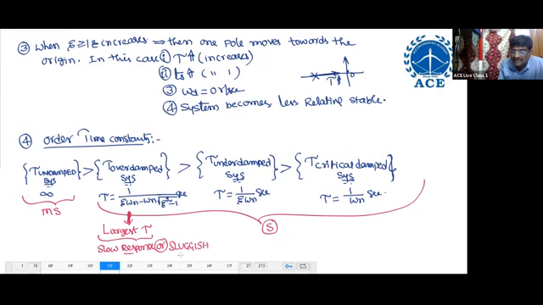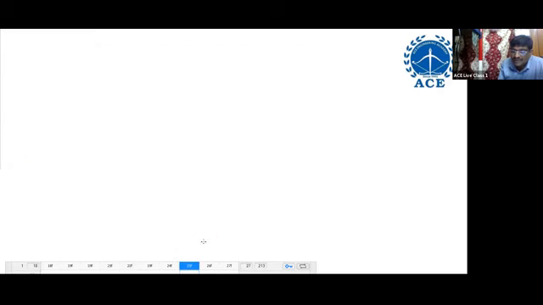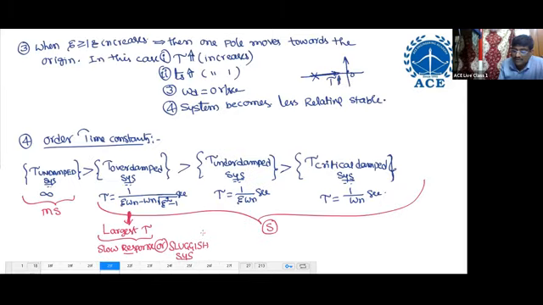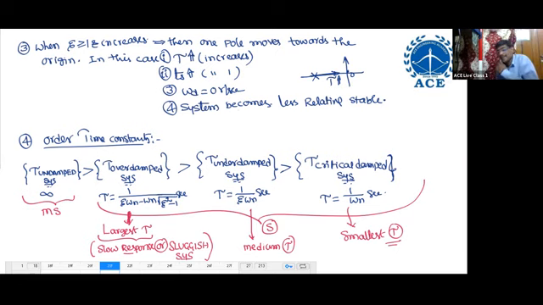Sluggish systems. Overdamped systems are called slow response systems or sluggish systems. Underdamped system has a medium time constant. Critically damped system has the smallest time constant among all. This is the order of the time constants of a second order system.